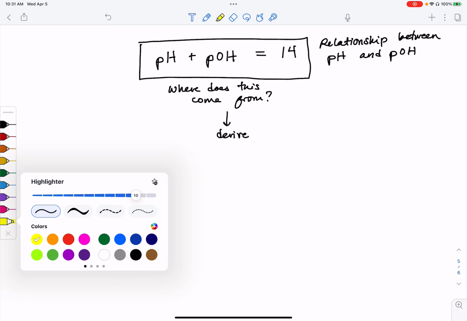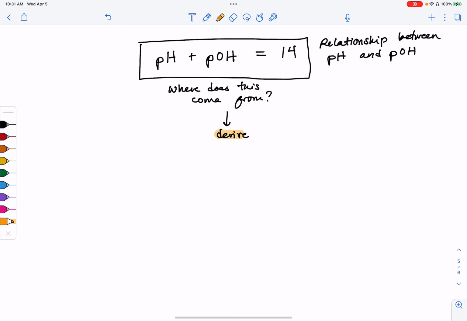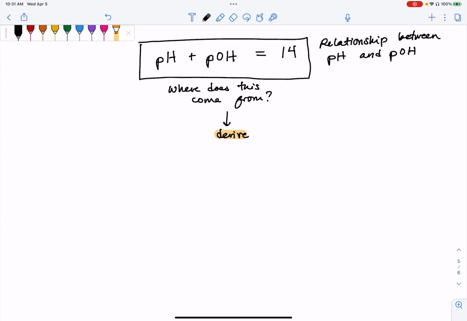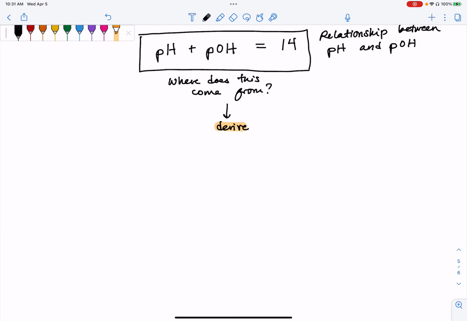But again, I think it is worthwhile to see where on earth this relationship between pH and pOH comes from. So I'm going to derive it by talking about water. So let's start by talking about water.